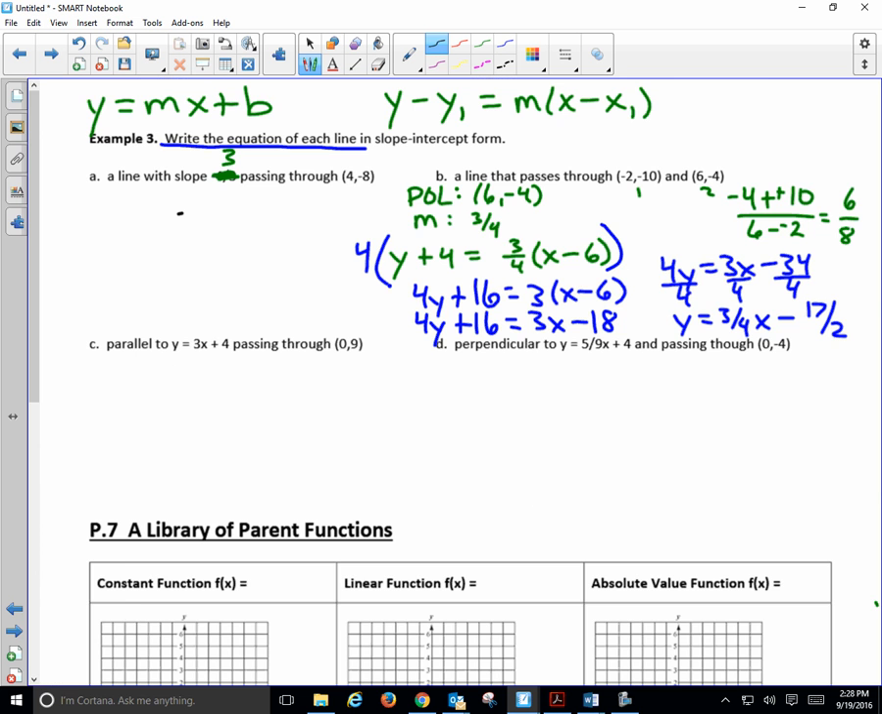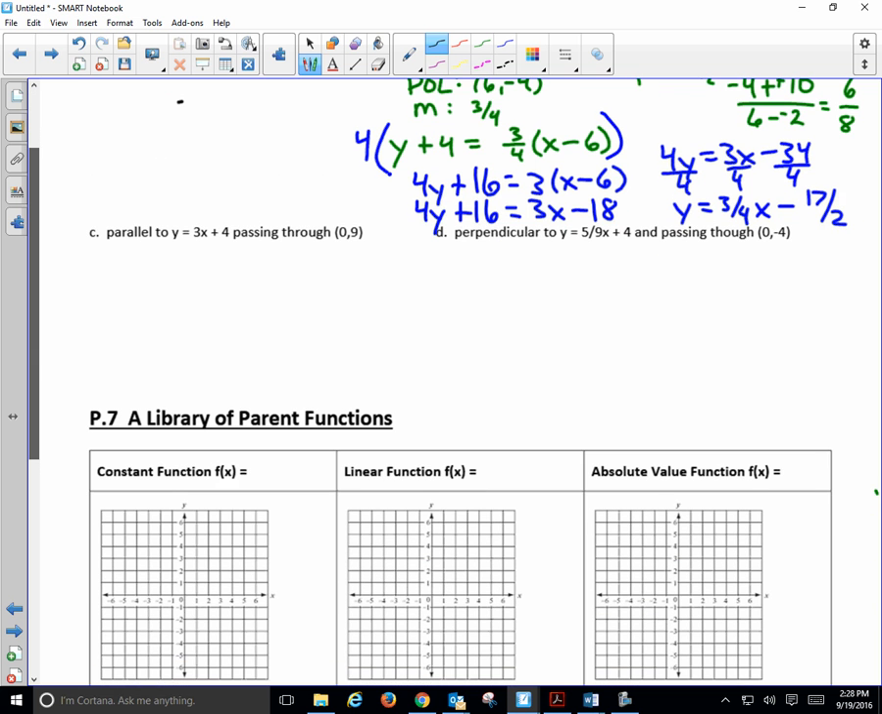Okay, let's try one of these problems then. Letter C. Every time it says to write an equation for a line, I look at slope and I look at a point on your line. Do they give us the point on the line? Give us (0, 9). Yep, next page. There you go.